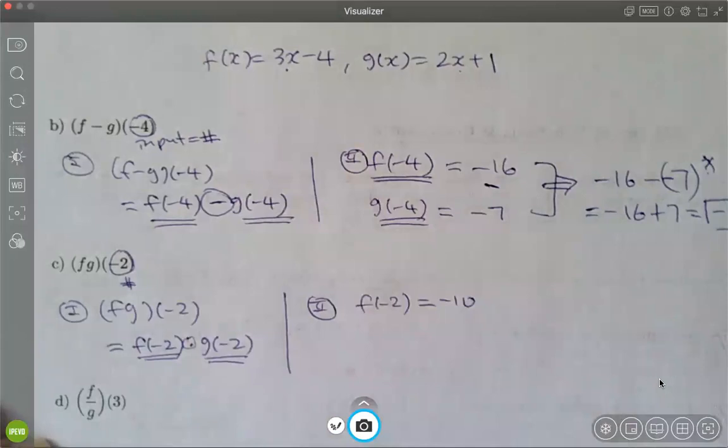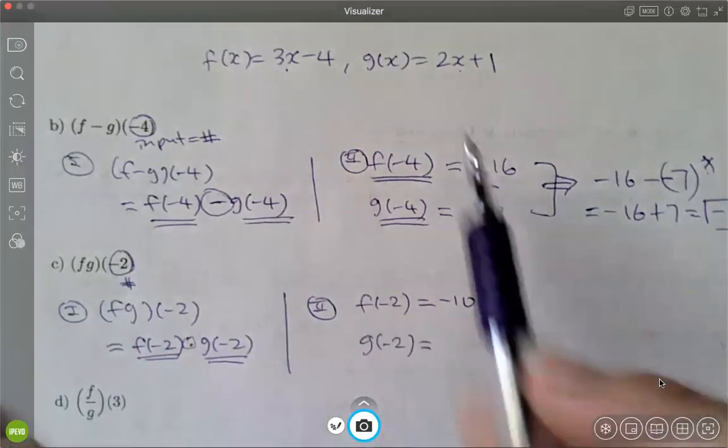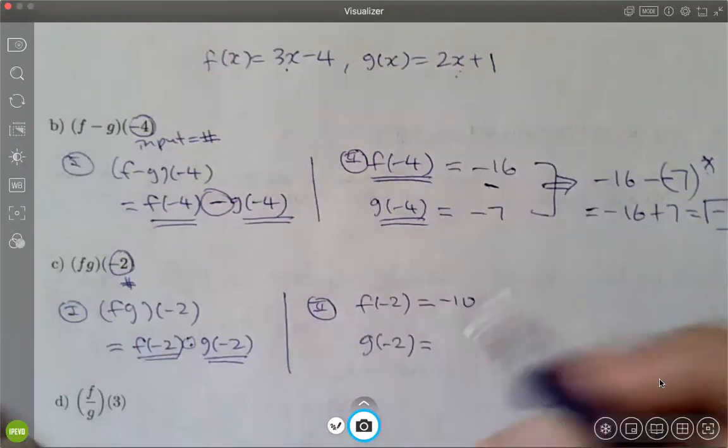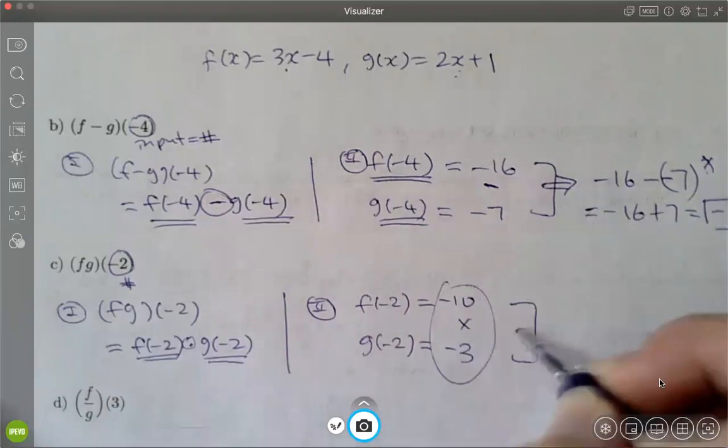And then g of -2 is -4 plus 1, so -3. Now we multiply these two numbers. So what is the answer? Positive 30, right?